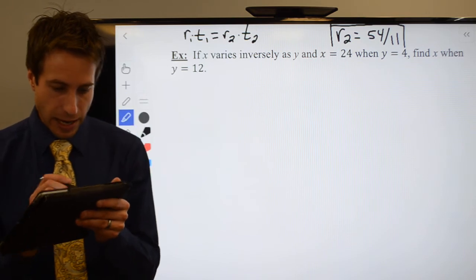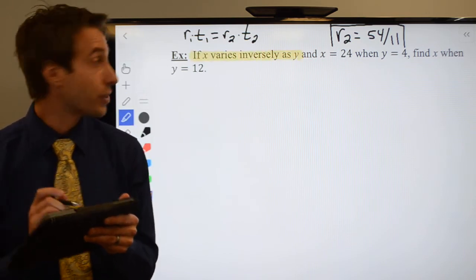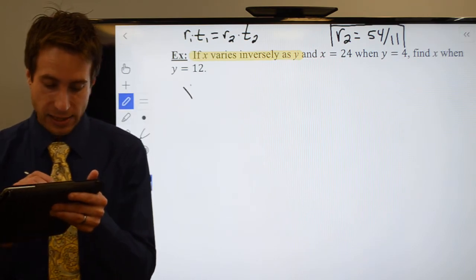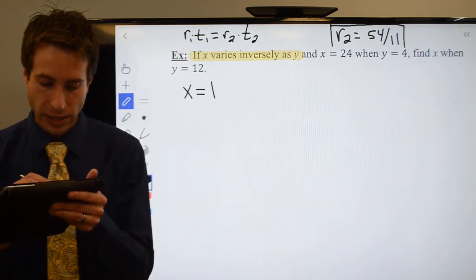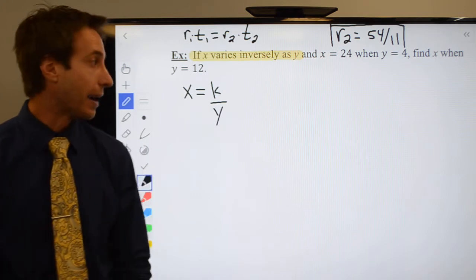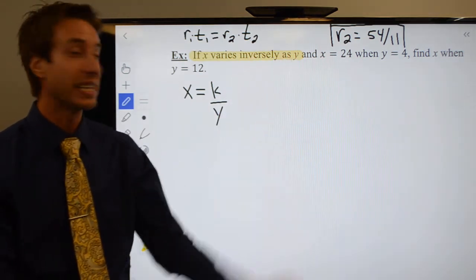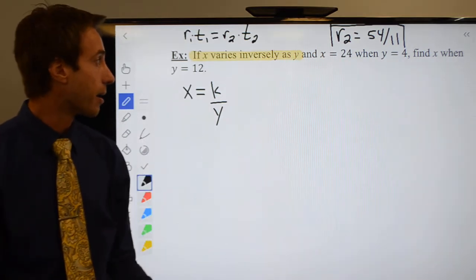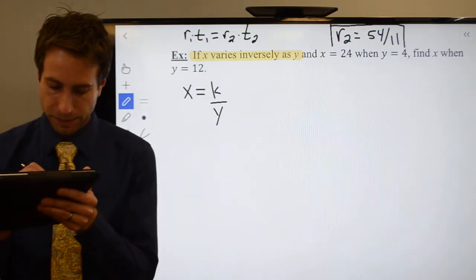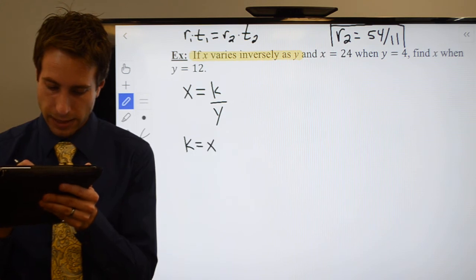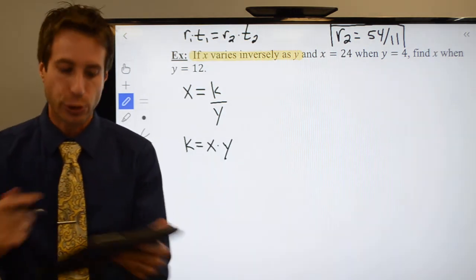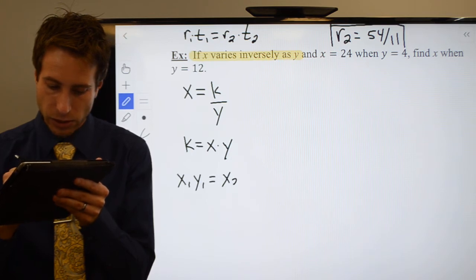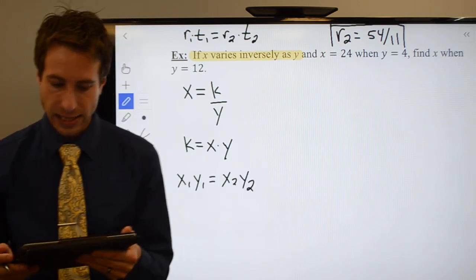Right, the formula: I am told that X varies inversely as Y. No problemo. X varies inversely, so K over Y. I know I have to divide by Y because I'm told it varies inversely as Y, so that Y has to be in the bottom. But I'm going to solve for K. K equals X times Y. Again, if I had two sets of conditions, that would be X1 Y1 is equal to X2 Y2. And it's time to plug and chug.